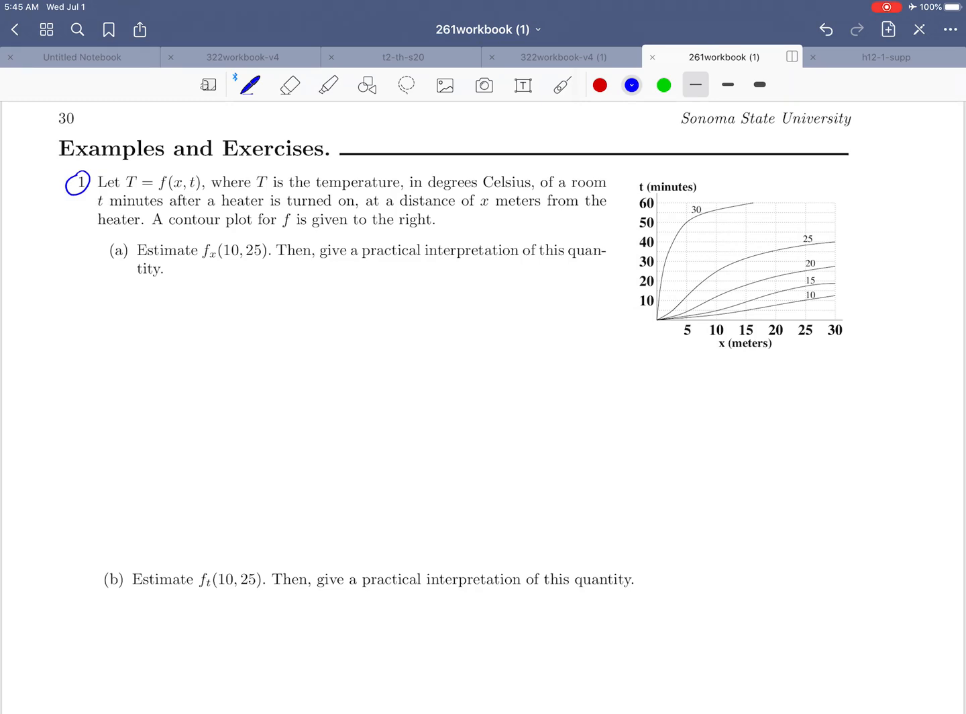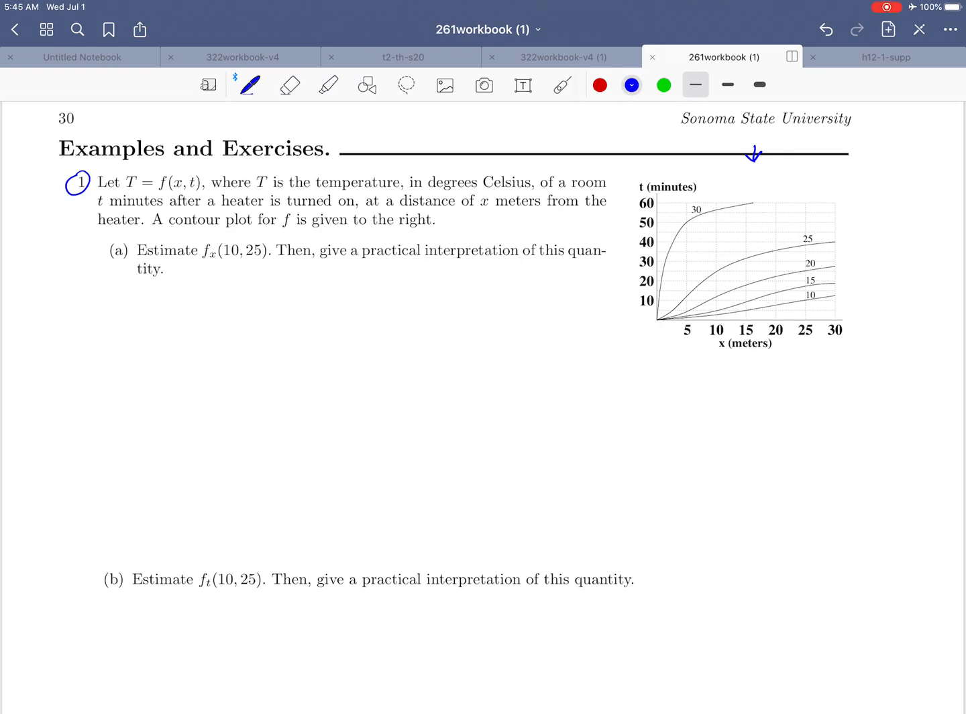We're looking at page 30 of the workbook, and this is an exercise in estimating some partial derivatives in a particular situation. So let's read this problem together. Let capital T be a function of little x and little t, where capital T is the temperature in degrees Celsius of a room t minutes after a heater is turned on at a distance of x meters from the heater. And we're given a contour plot of this function over here to the right.